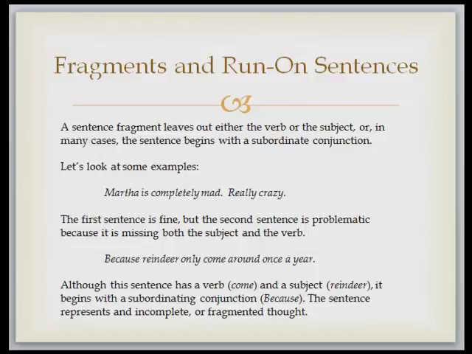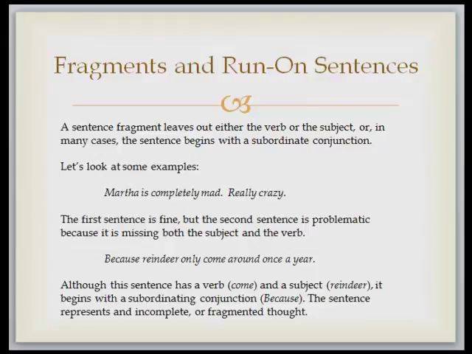"Martha is completely mad. Really crazy." Right? So in this, we're having a problem, because even though Martha is completely mad, what is Martha? Martha being our subject, is being the verb. So Martha is, what is Martha? Martha is completely mad. But the second part is what we're going to find our problem. This is the problematic thing, because it's missing both the subject and the verb, right? Because the subject and the verb are actually in the sentence before that. We're saying that Martha is also really crazy, but we've got it as its own sentence, so it doesn't make sense, right? So how would we fix that? We'll talk about that as we move on.